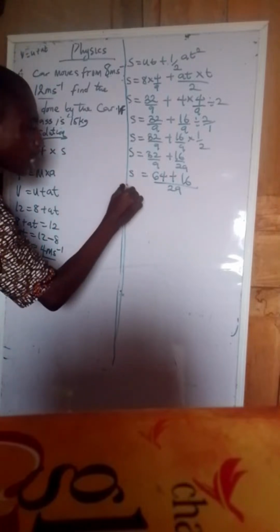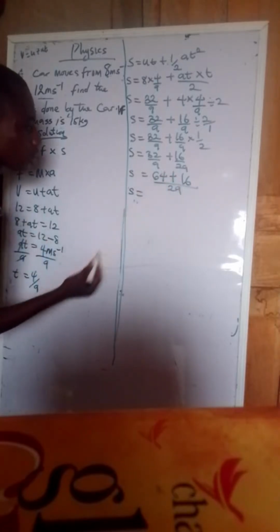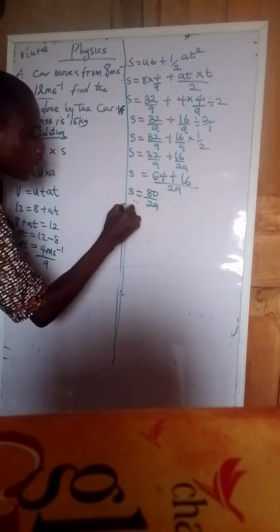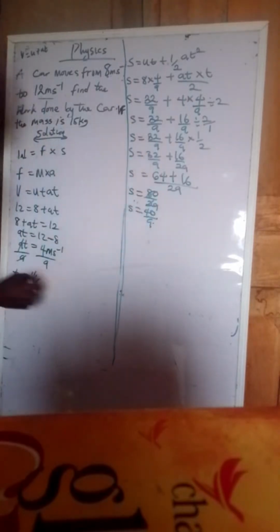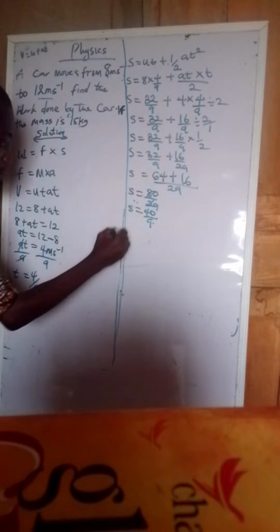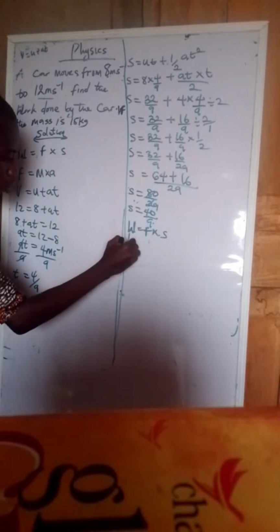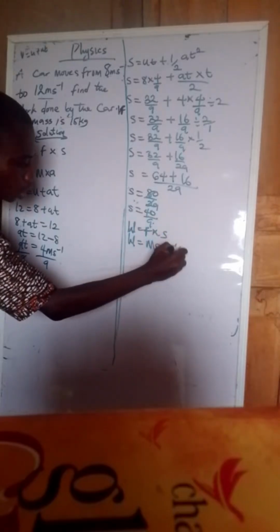Now, x is going to be 64 plus 16, which gives 80 over 2a. The x is equal to 40 over a. Now, we got our x to be 40 over a. Then there is nothing else for us to do than to switch in and set w equal to f times x, the original equation. W equal to ma times x, where x is 40 over a.